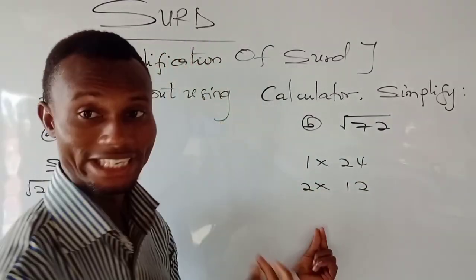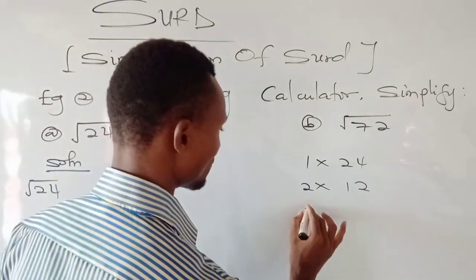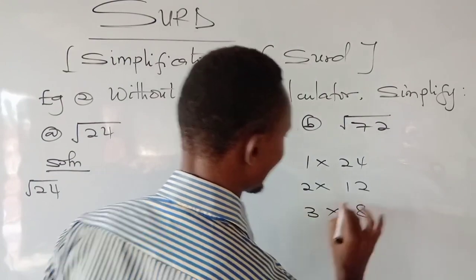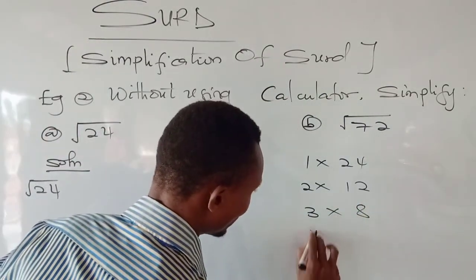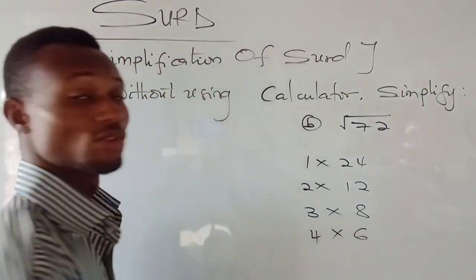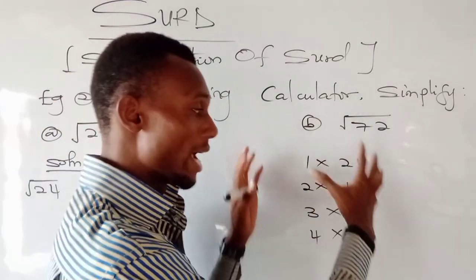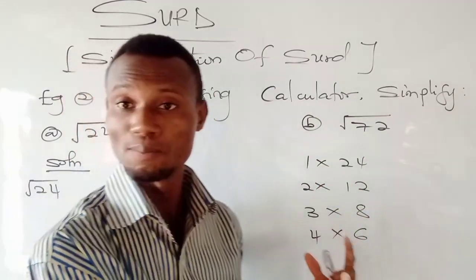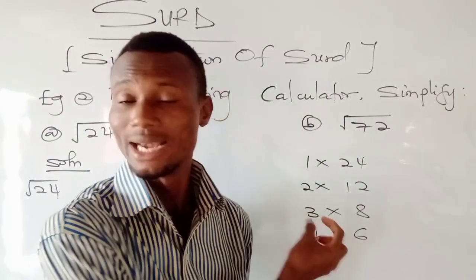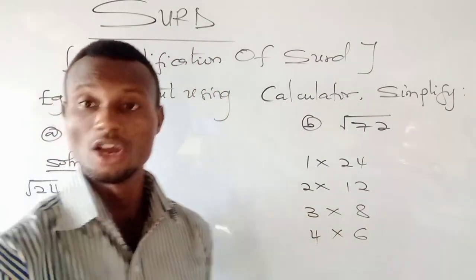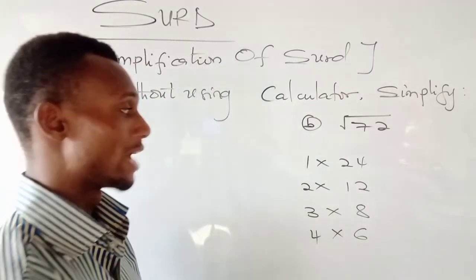2 times 12 gives 24, hope you agree with me. Then we can also think of 3 times 8. 3 times 8 also gives 24. Then we can also think of 4 times 6, okay. So 4 times 6 also gives 24. So all these pairs of numbers can multiply to give 24, but we need the one which has a perfect square in it, okay. So let's start with the first one.